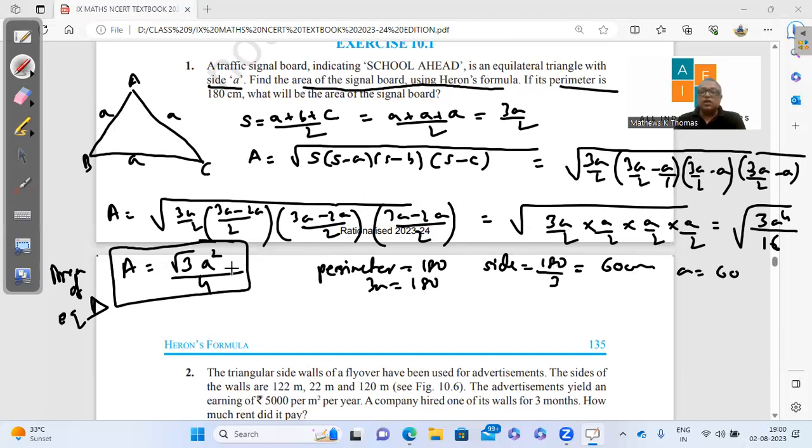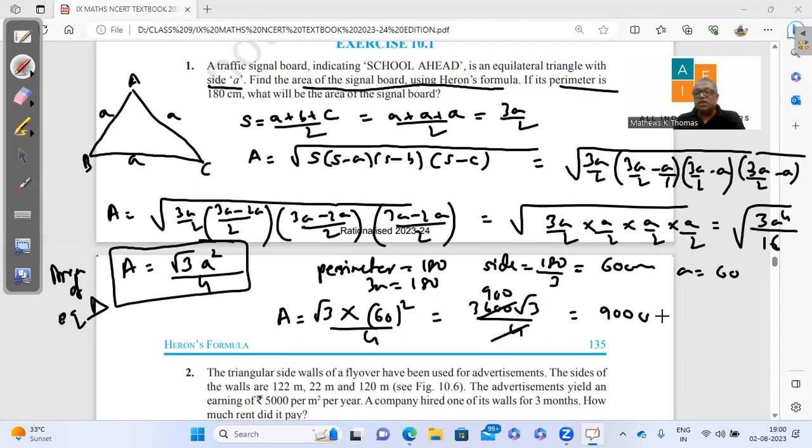And now I know that area of an equilateral triangle is root 3 A square by 4. So A value we have found out 60. So this is going to be 3600 root 3 by 4. Cancel this and we get the result as 900 root 3 centimeter square.